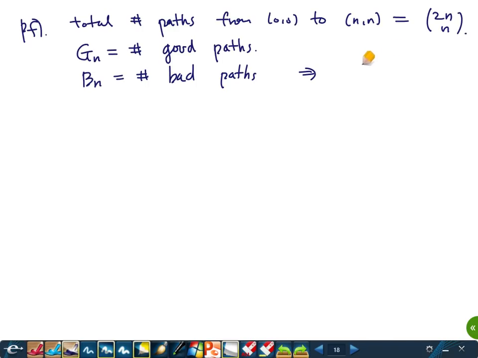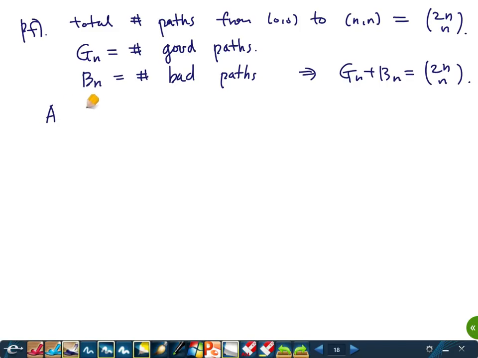We know not much, but at least we know Gn plus Bn is the total number of paths. This is for sure. So finding Gn is equivalent to finding Bn. If you know Bn, you know Gn, and vice versa. In fact, we will compute Bn instead of Gn, because the number of bad paths is easier to compute.